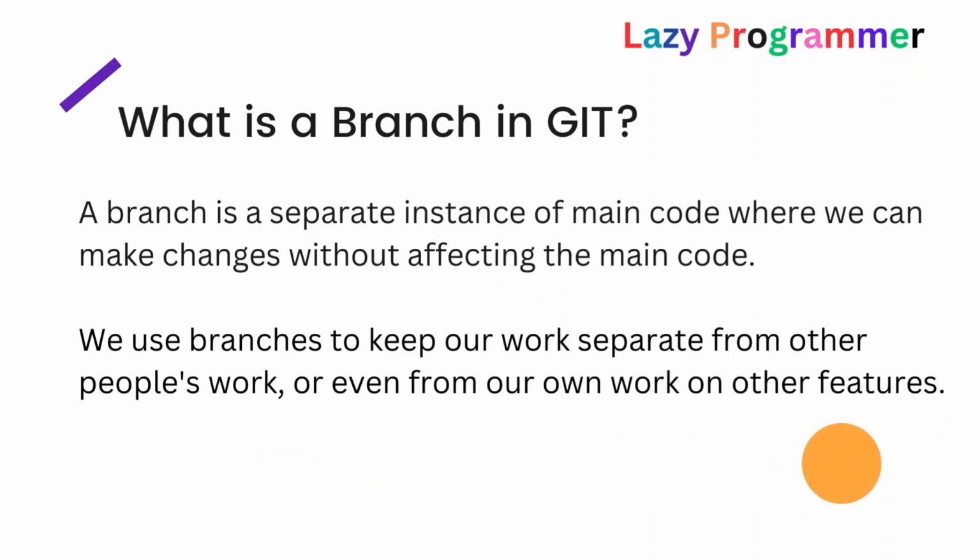First question is, what is a branch in Git? A branch is a separate instance of main code where we can make changes without affecting the main code itself. We use branches to keep our work separate from other people's work or even sometimes from our own works. Why? Because it is possible that you might be working on multiple features at the same time. So, how can you separate the work of different features? You can do that using different branches.